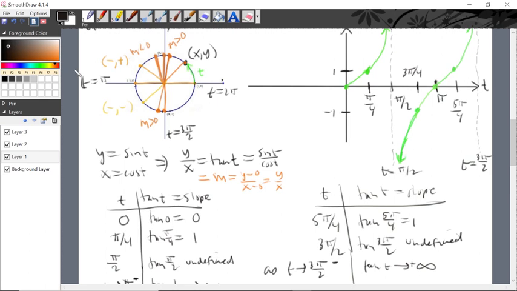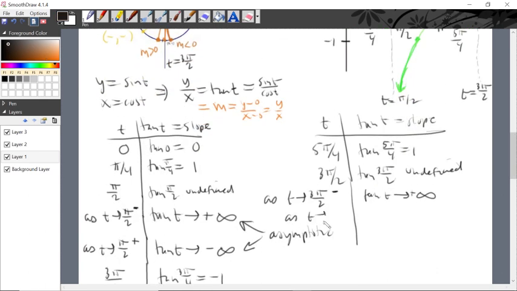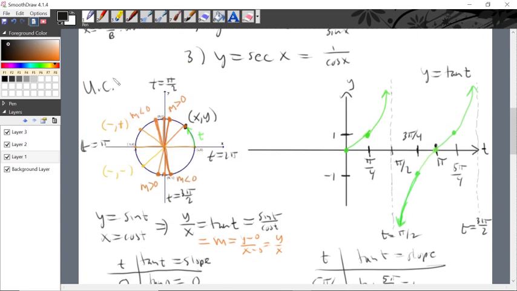Now what happens after we pass by 3 pi over 2? What if we choose a value of t that's a little bit more than 3 pi over 2? Then we're talking about the slope of a line that is very, very steep but negative. So here the slope is going to be negative. So as t approaches 3 pi over 2 from above, the tangent of t is approaching negative infinity. And again, we have asymptotic behavior. So on the other side of 3 pi over 2, we would expect the graph to again approach this asymptote in this direction like it did here. So this wave is going to repeat.